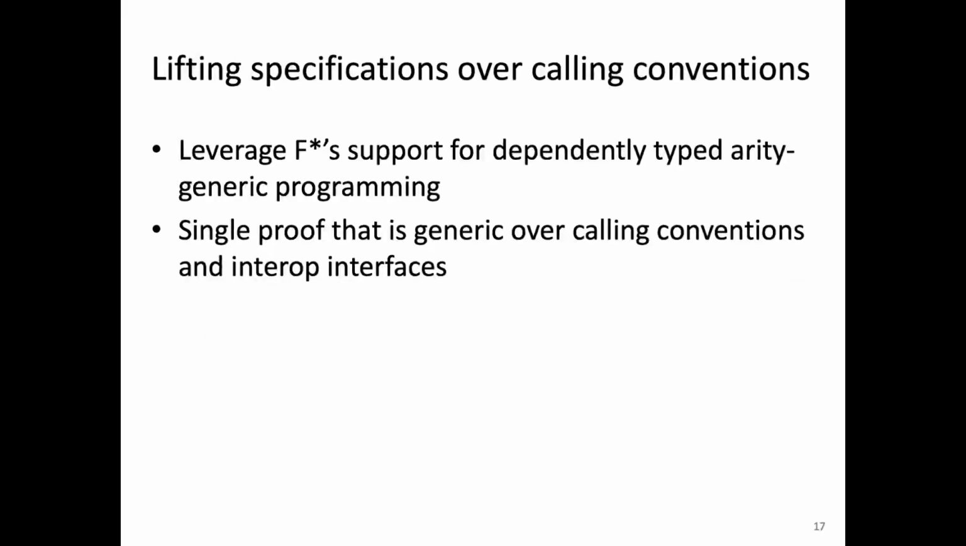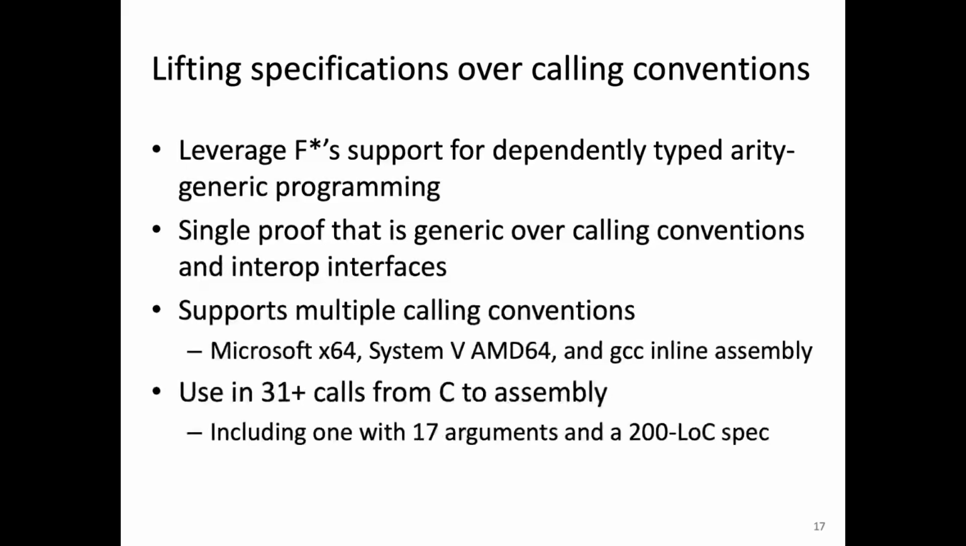In our work, we take advantage of F* support for dependent types to write a single description for the semantics of calling from C into assembly. This description is generic over the number of arguments that are passed, but it ensures, through dependent typing, that each argument has the right type. It's also generic over the calling convention used, but ensures that arguments are passed according to convention, that caller-saved registers are really saved, and so on. As a result, we currently support 3 different calling conventions, and we're able to take advantage of this automated support to write 31 different interoperation points between C and assembly.